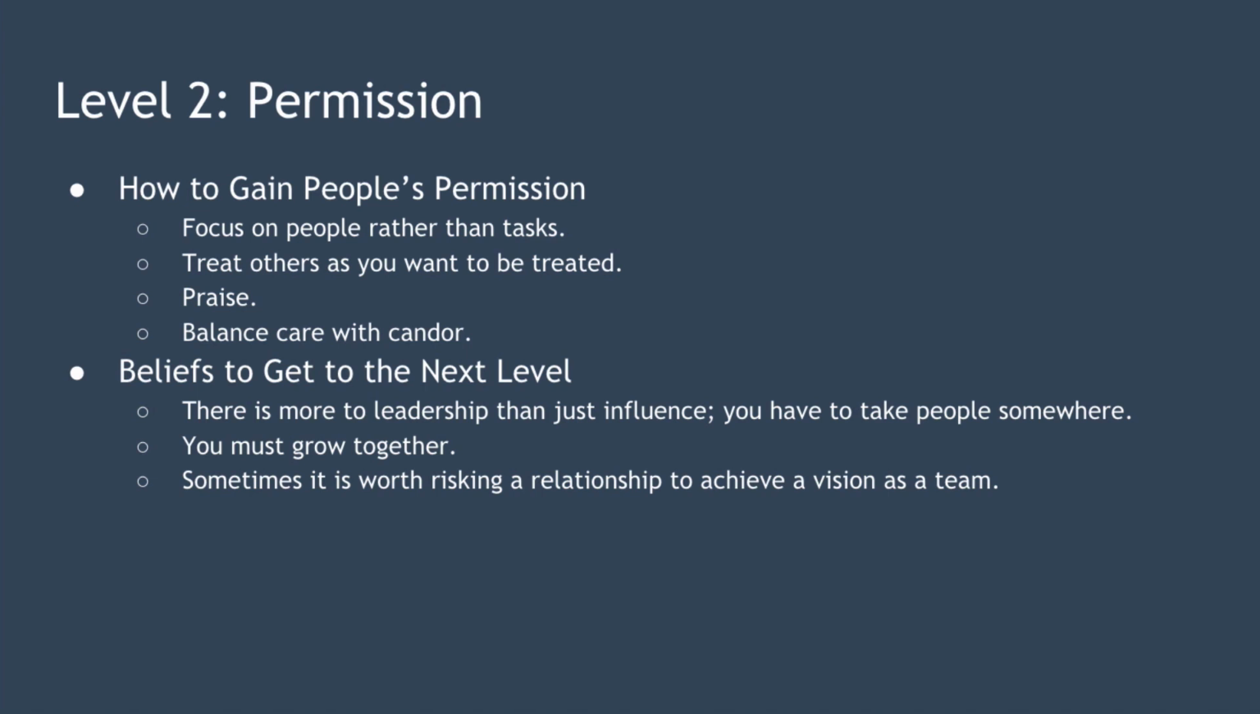But if you want to get to the next level, here are some beliefs you need to adopt. Recognize that there's more to leadership than just influence. You have to take people somewhere. You have to take them on a journey. Now, as well as growing closer, you must grow together. Again, that's related to the journey. And finally, sometimes it's worth risking an individual relationship to achieve a vision as a team.